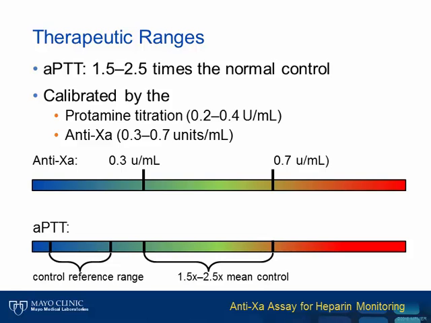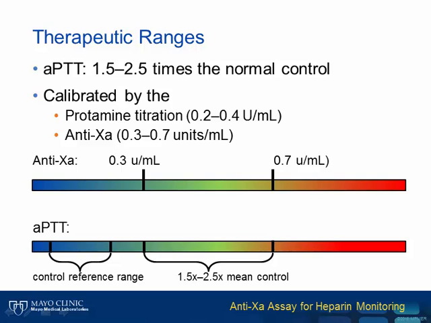Using a fixed ratio for the therapeutic range is problematic because the responsiveness of different PTT reagents to heparin is variable. Researchers in the Sentinel study found that the PTT corresponded to heparin concentrations of 0.2 to 0.4 units per ml by protamine titration, based on their single PTT reagent. However, different PTT reagents and laboratory instruments demonstrate variable sensitivities to heparin, and a 1.5 to 2.5 times the mean control does not necessarily correlate with the established therapeutic heparin concentrations.